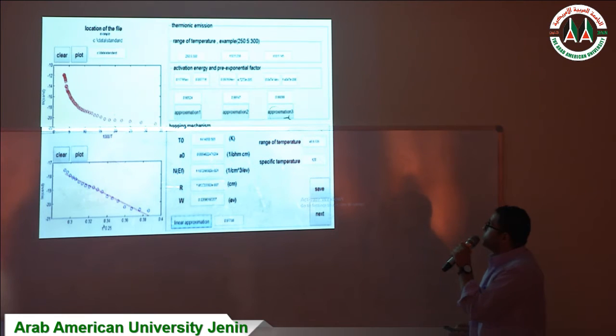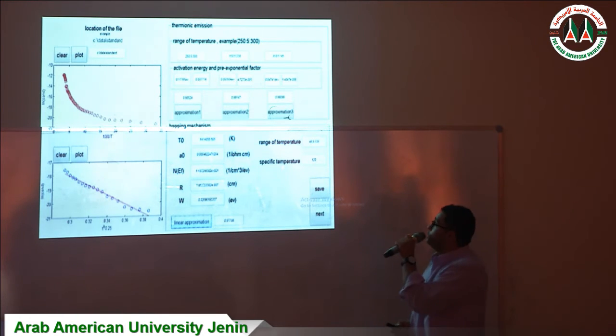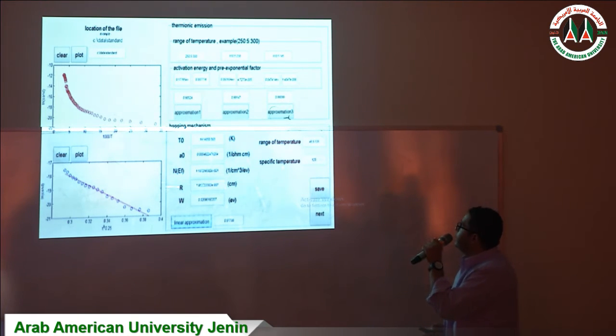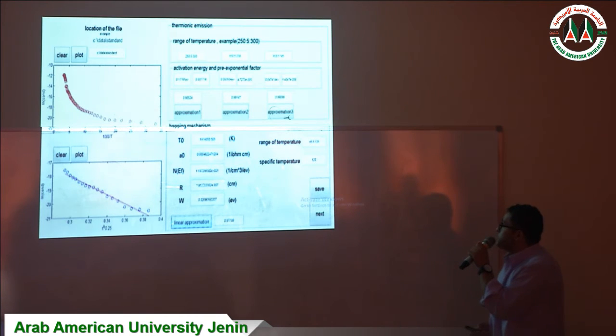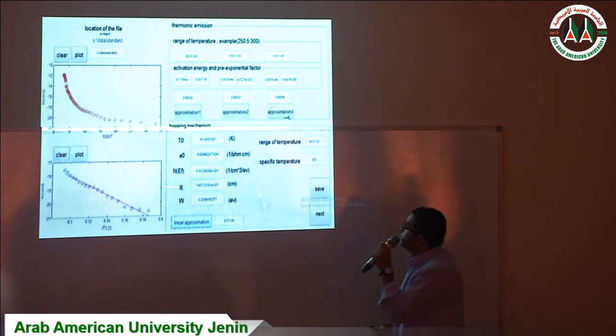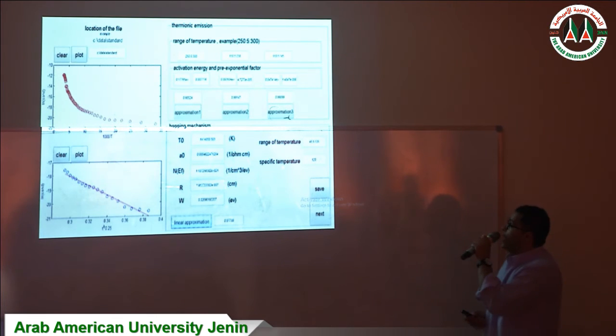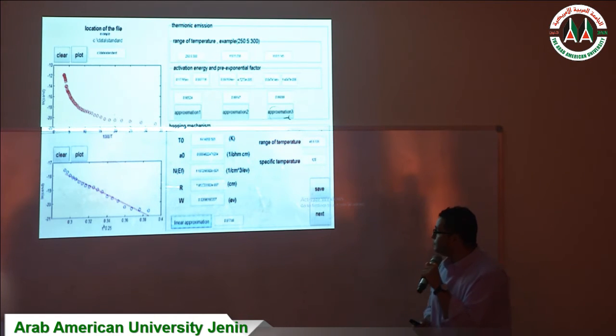The second step is to enter the ranges of dominant mechanisms and then push the approximation buttons respectively to get the parameters in the edit text above, activation energies and pre-exponential factors. The edit text above the approximation buttons indicates how good the fitting is.